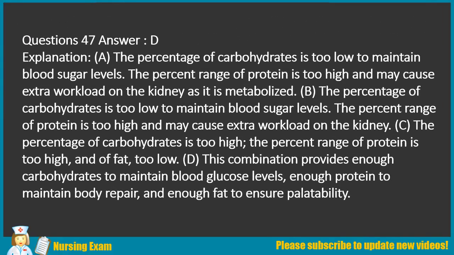Question 47 Answer: D. Explanation: A. The percentage of carbohydrates is too low to maintain blood sugar levels. The percent range of protein is too high and may cause extra workload on the kidney as it is metabolized. B. The percentage of carbohydrates is too low to maintain blood sugar levels. The percent range of protein is too high and may cause extra workload on the kidney.